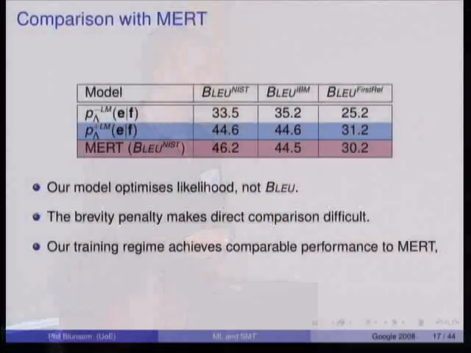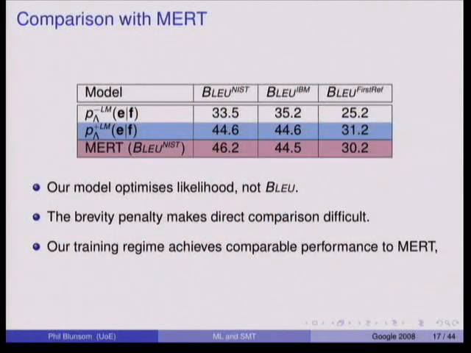It's very difficult to compare models like this. They're doing very different things. They're optimizing different objectives. So my argument here is not that one model is better than the other. It's just that we can be confident that our model is in the same ballpark. It's producing state-of-the-art results. What about MERT with the IBM BLEU?